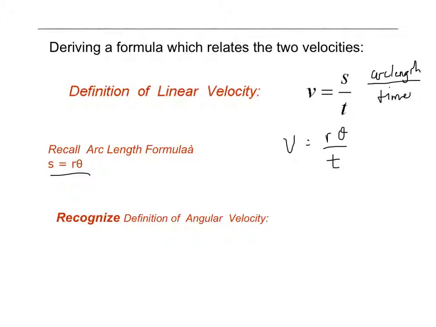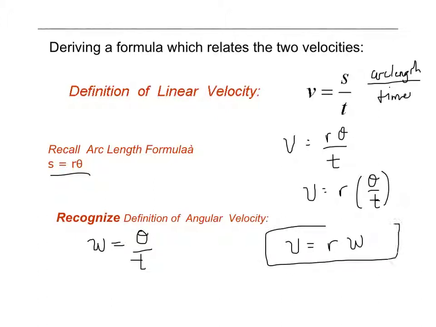If you'll recall, angular velocity is the change in theta over time, then you can see that if you rewrite this just slightly, you can substitute angular velocity for theta over time, and you have this formula. This is a combination of them both. So this is linear velocity, this is angular velocity, and this is the radius.